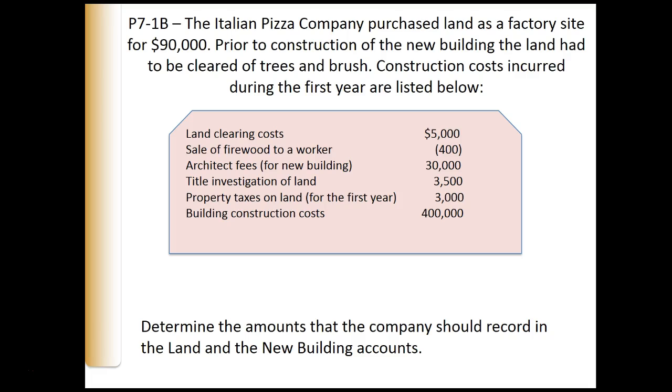So we've got here the clearing of land of $5,000, the sale of firewood to a worker of $400, architect fees for the new building $30,000, title investigation $3,500, property taxes for the first year of $3,000, and the building construction costs of $400,000. We're going to determine the amounts that the company should record in the land and the new building accounts.